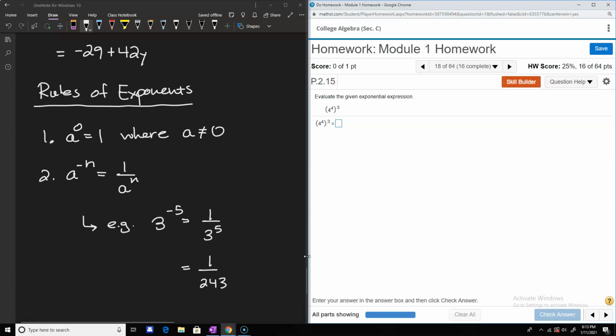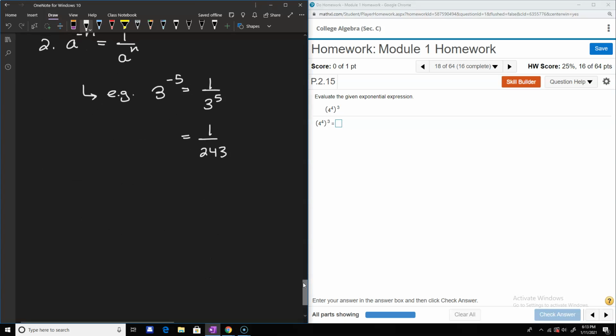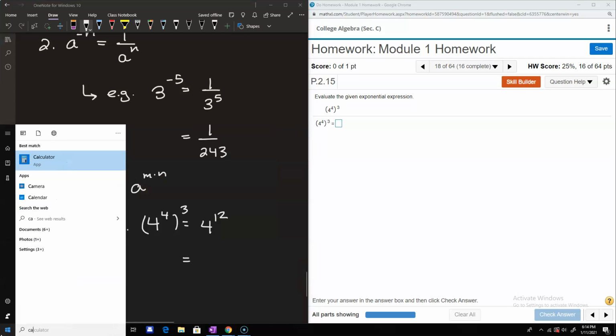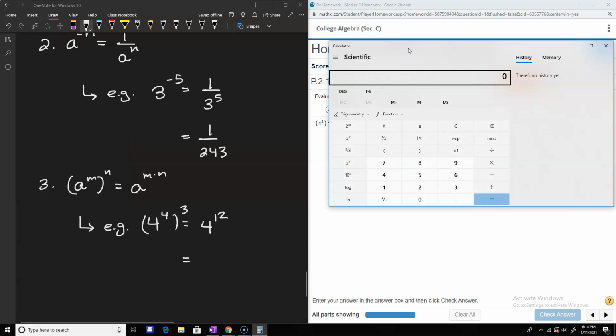Okay, we're encountering another law of exponents here. So we're just going through them case by case. So if we have a to the m raised to the nth power, in this case we would multiply those two exponents. So we would have a to the m times n. So our example is going to be this problem. 4 to the 4th raised to the 3rd power. This would be the same as 4 to the 12th. And if we want to evaluate that, oh gosh, that's going to be a big number. Maybe we'll use the calculator here. 4 to the 12th.